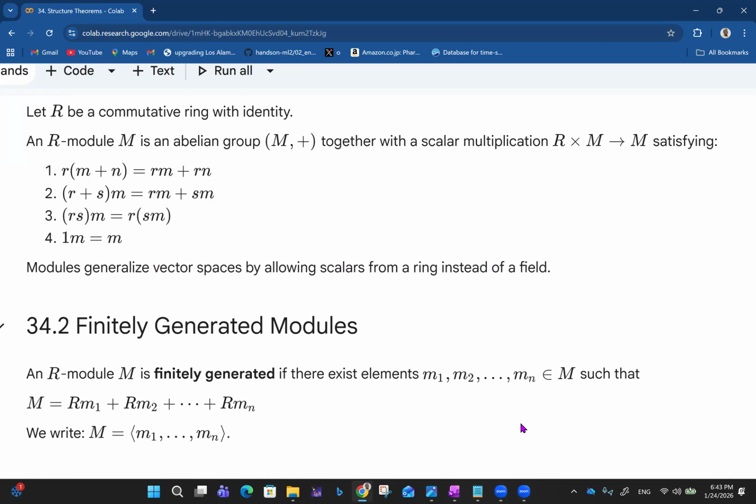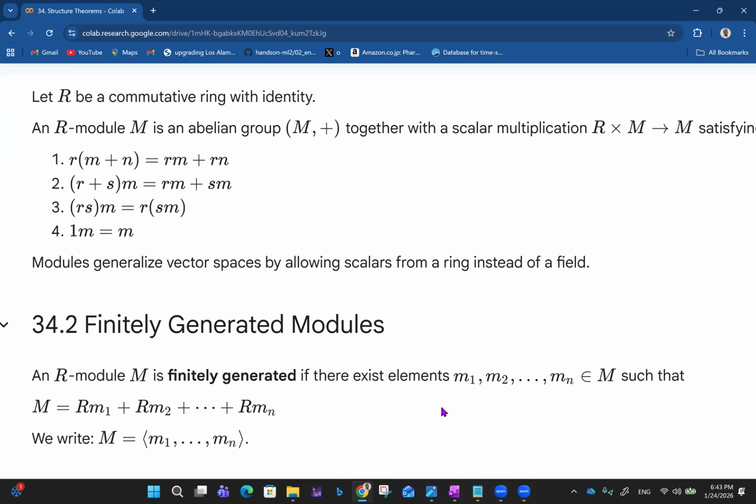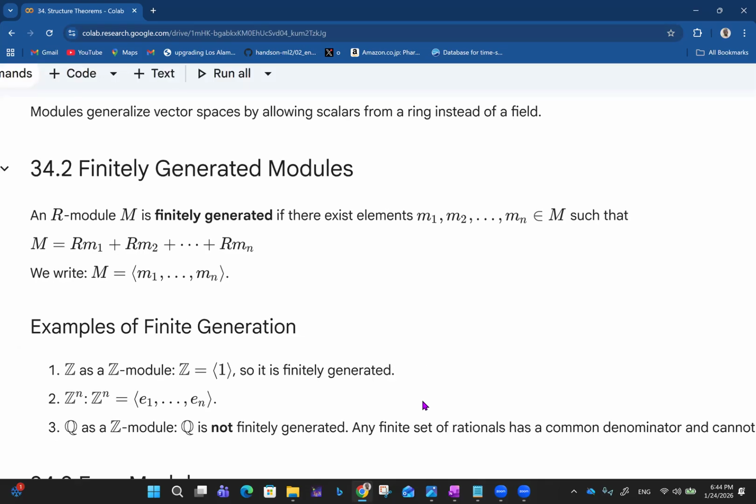So we talk about finitely generated modules. An R-module M is finitely generated if there exist m1, m2, up to mn belonging to M such that M is equal to Rm1 + Rm2 + ... + Rmn. And then we write that M is generated by m1 to mn. So this is a finitely generated module. Okay, so examples of finite generation.